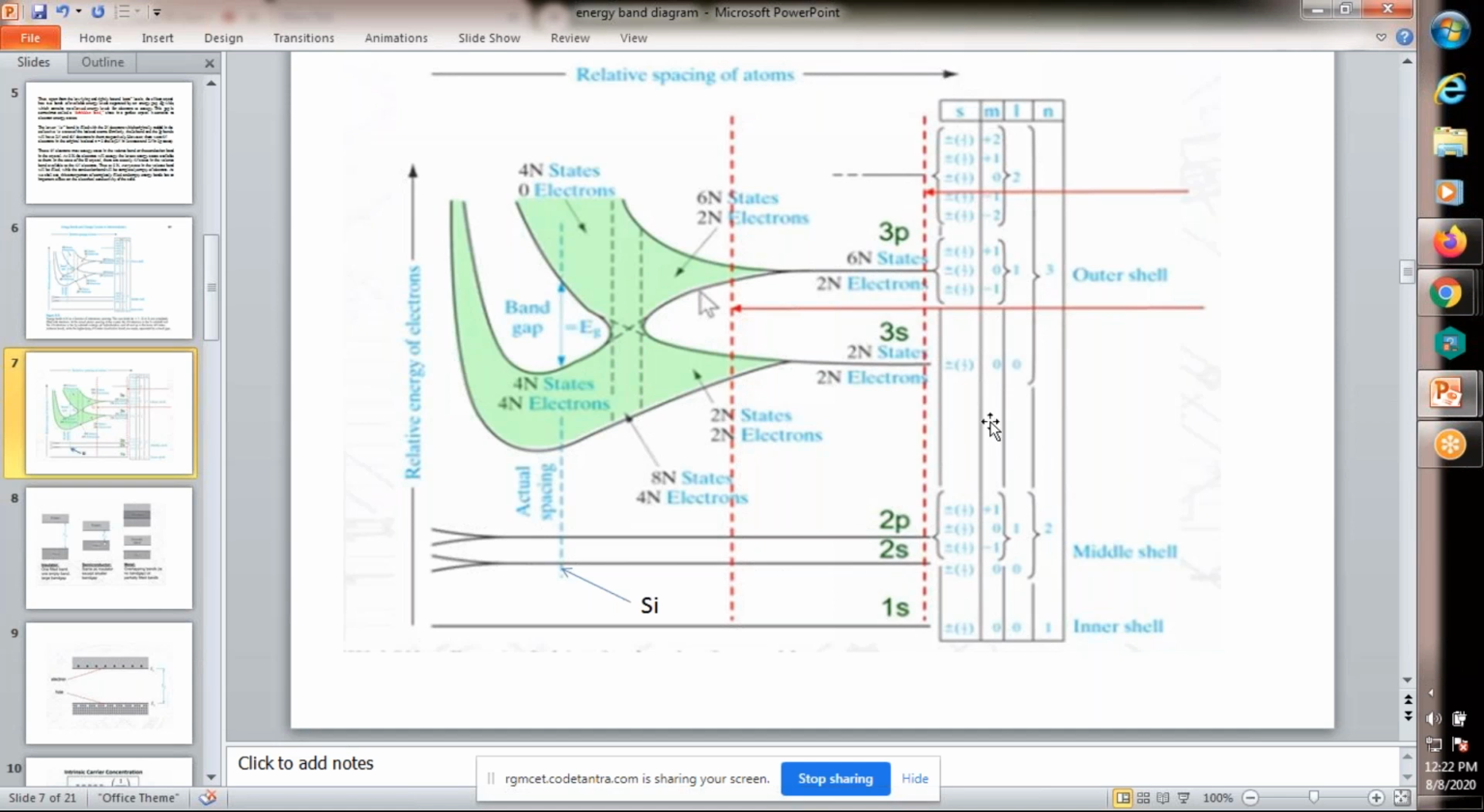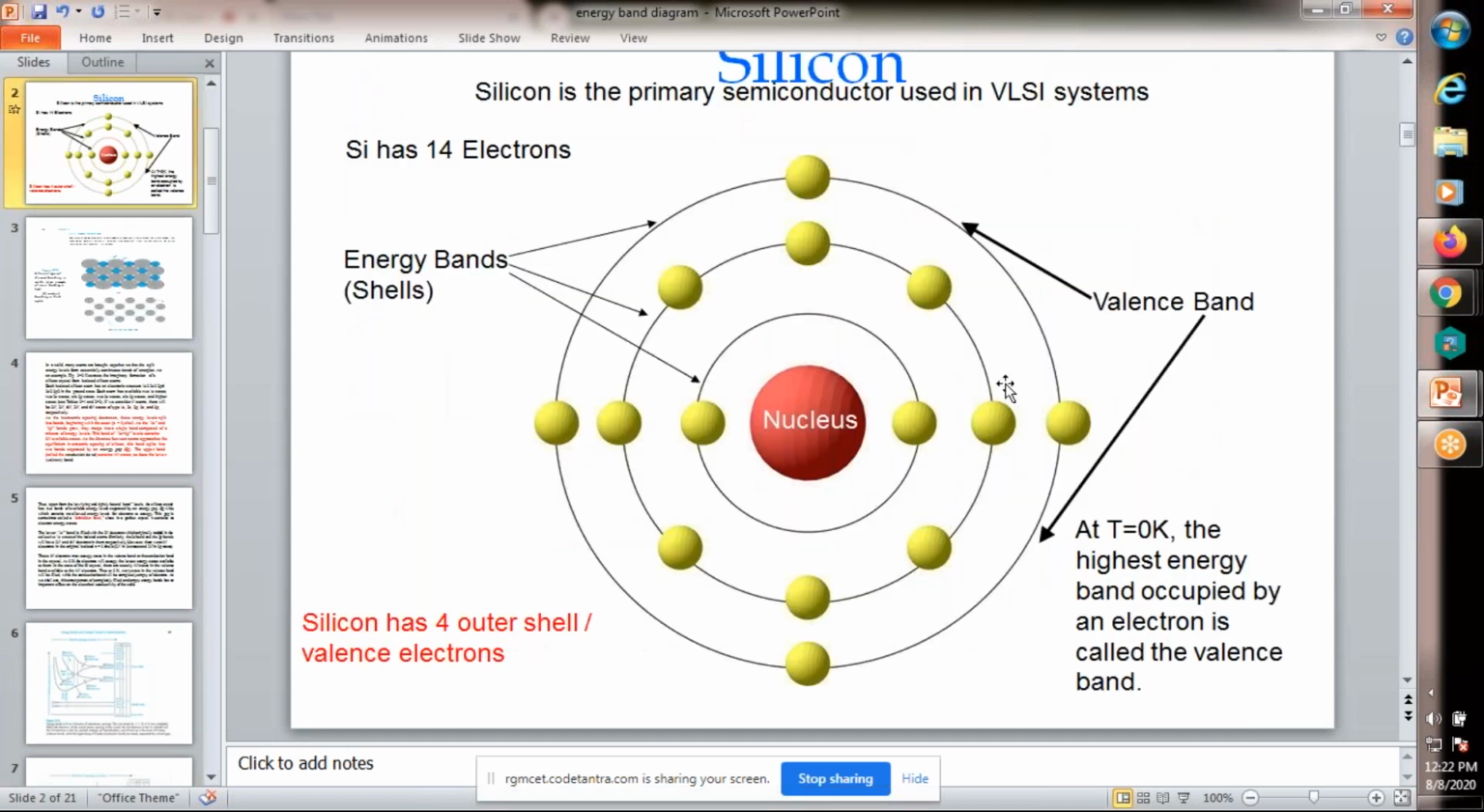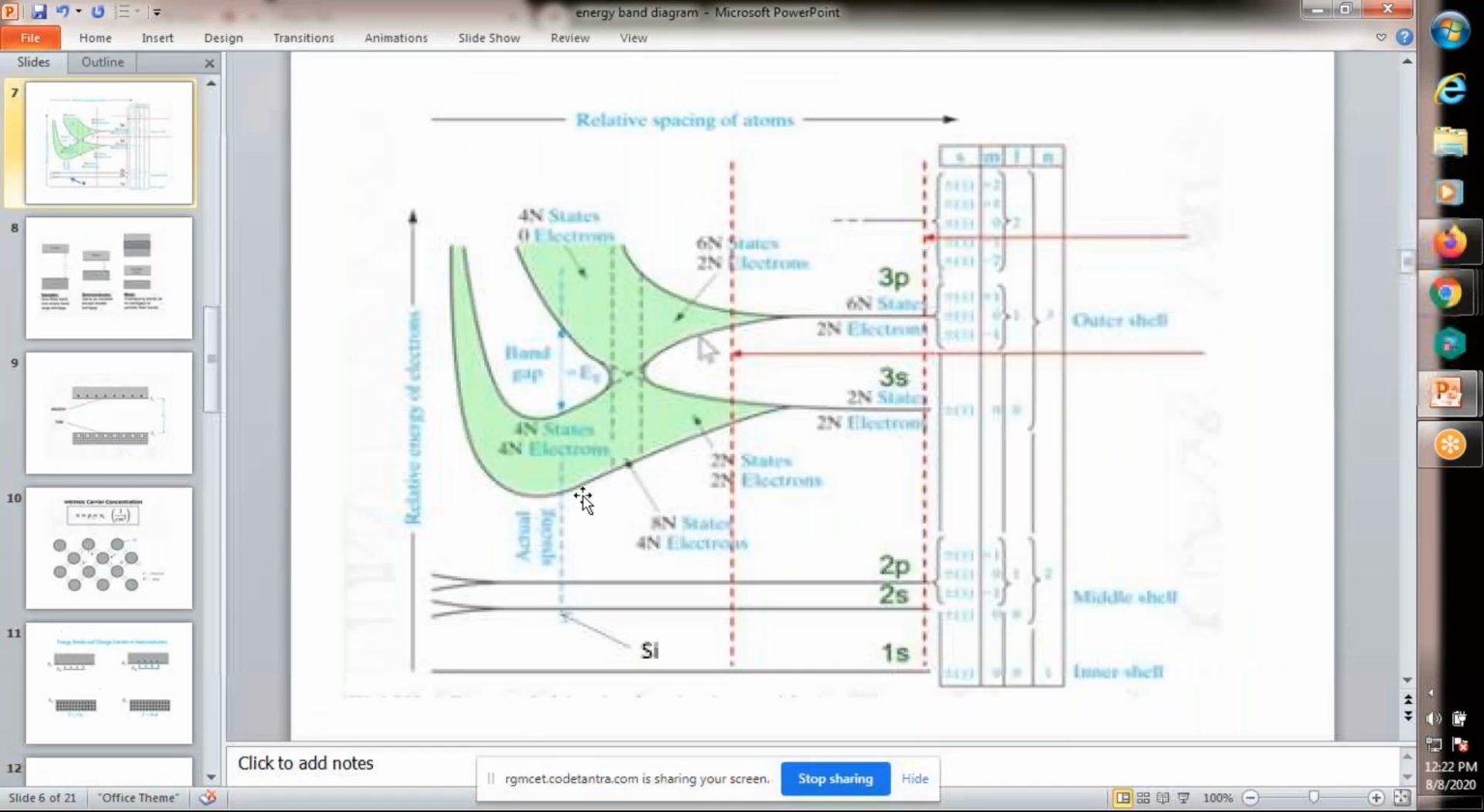Once again, the main concept is that here we consider the isolated atom, that means only a single silicon atom. When we consider the solid, we already know that for silicon there are nearly 10^22 atoms per cubic centimeter.